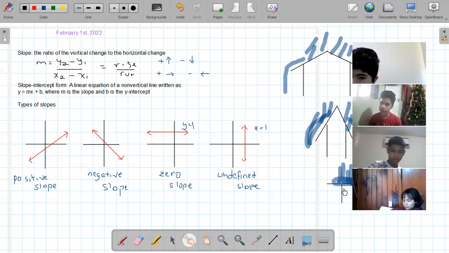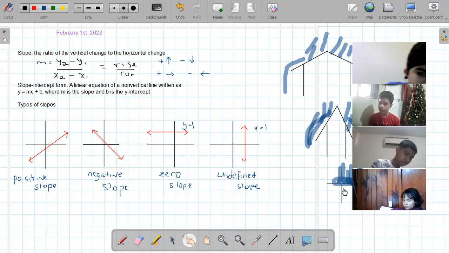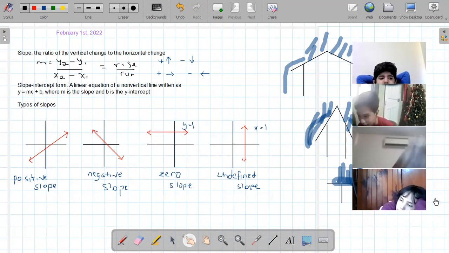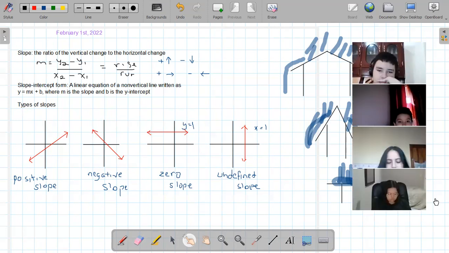The undefined slope is not a function, right? It's not a function. Ah, no, it is not a function. You're right. These three, they are functions, but this, it is not a function. Very good, Alfred.